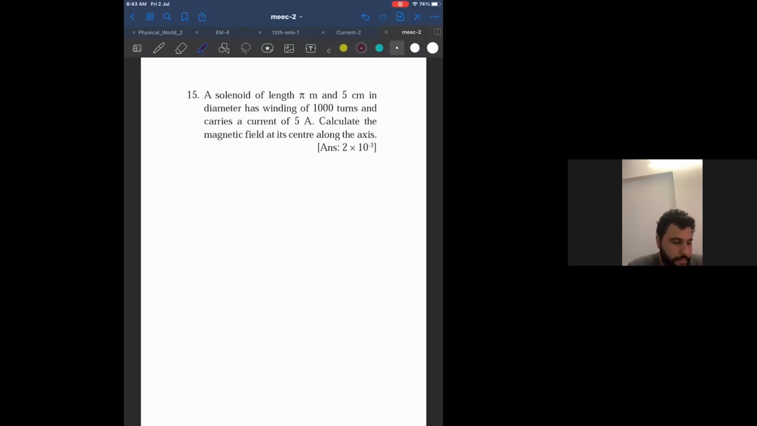So how to take length? Both lengths are given: 5 pi meter and 5 centimeter. What is the diameter? Diameter is given, but we don't have to consider that value. It's a dummy value. Understood? Diameter is a dummy value because in our formula, mu naught Ni by L, mu naught you know the value. Is N given? Yes, 1000. Is I given? 5. Is L given? Pi. That's it. Any other data is a dummy value.